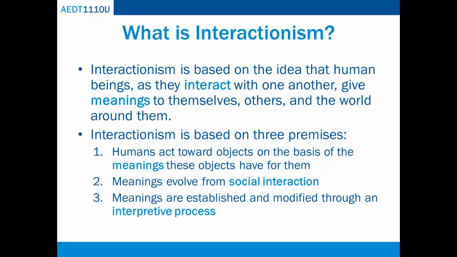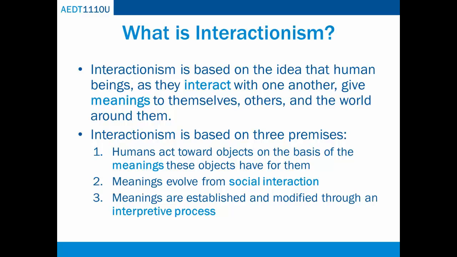Symbolic interactionism, or interactionism for short, is based on the idea that human beings, as they interact with one another, give meanings to themselves, others, and the world around them. Individuals and society are inseparable, with each being created through social interaction and understood in terms of the other. In this view, there is no objective reality, but rather multiple realities depending on the experiences we bring to our interactions and our definition of the situation.